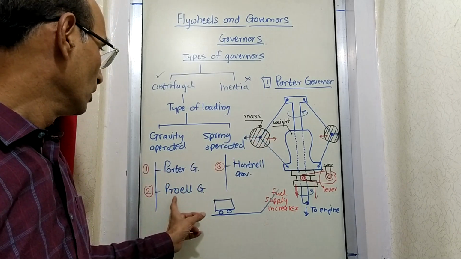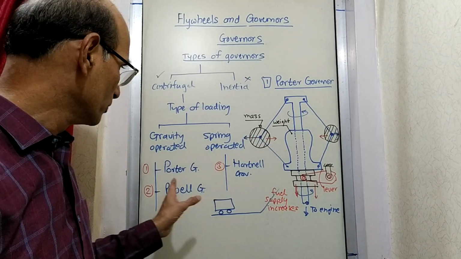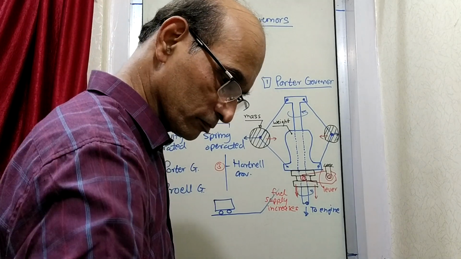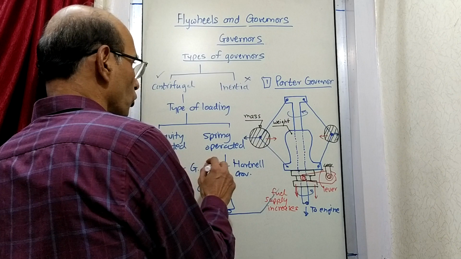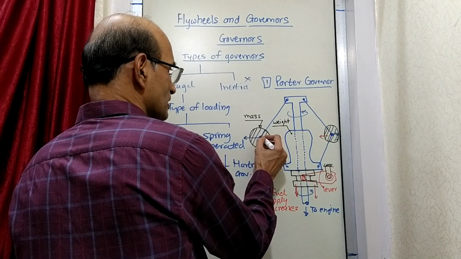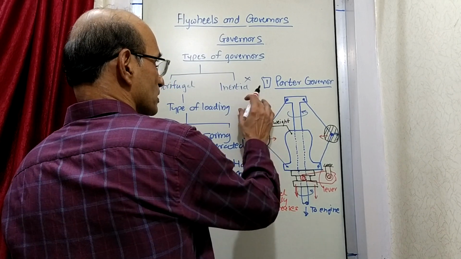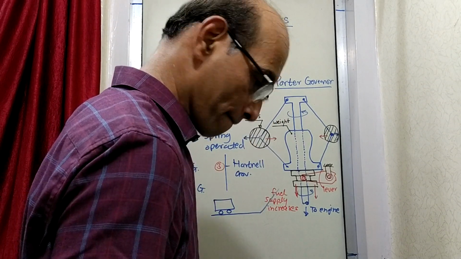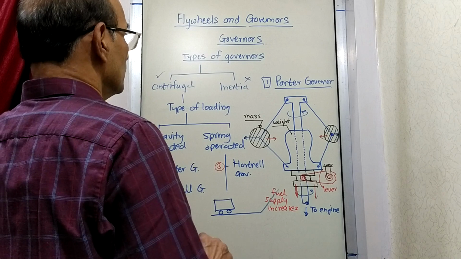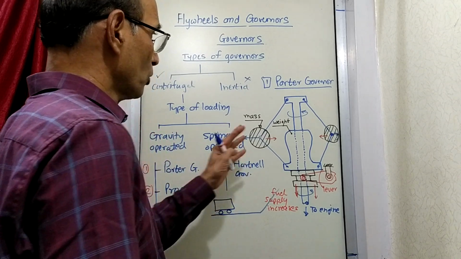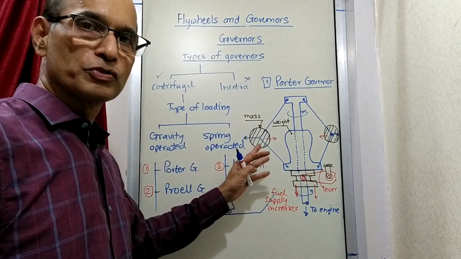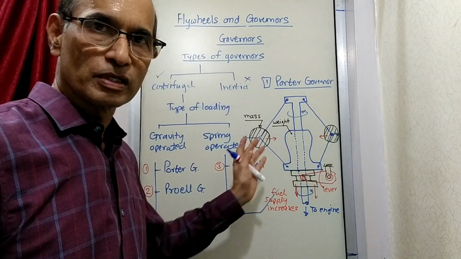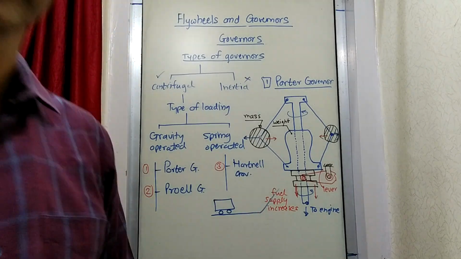After that we will see the Powell governor. In fact, the Powell governor is very easy to explain. I will just explain here itself. In the case of the Powell governor, what happens is the masses are not at the joint, the masses are at a height. So you can draw this sketch first, and once you draw this sketch, I will modify this figure to make it a Powell governor. So just draw this sketch just now.